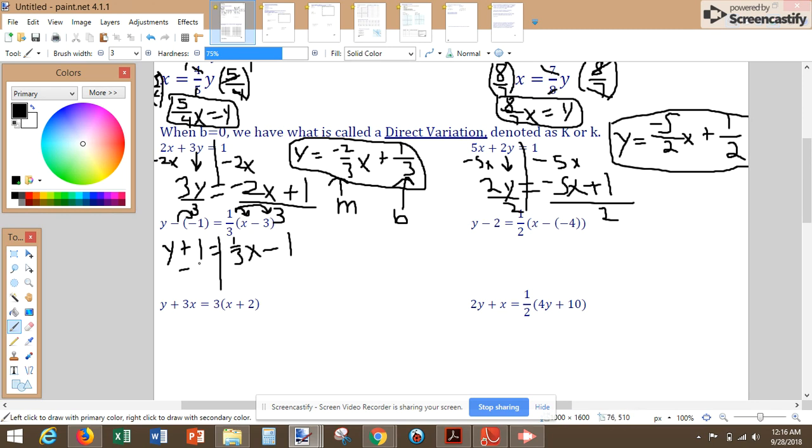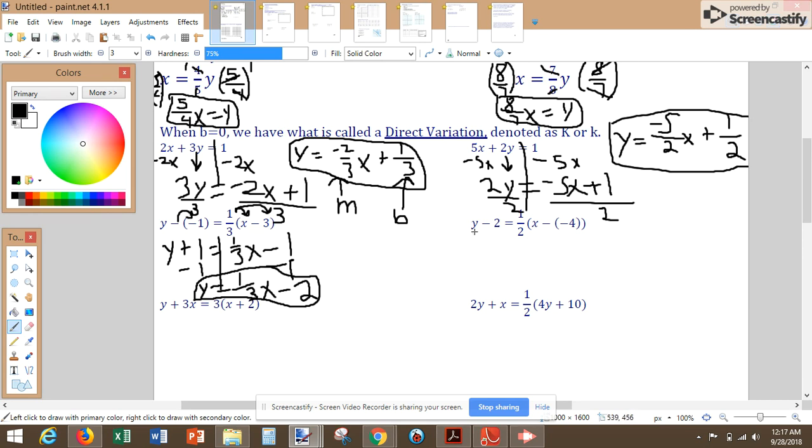Subtract 1 from both sides of the equal sign. 1 minus 1 is 0. Carry down that y. And negative 1 plus negative 1 is a negative 2. So our answer is y equals 1/3 x minus 2. And that is our slope-intercept form.